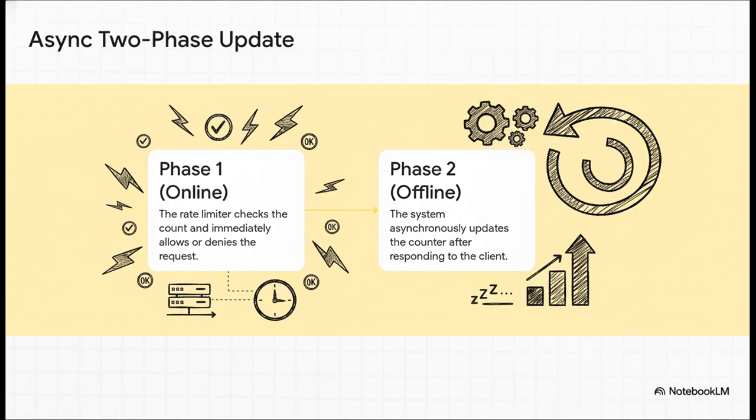Phase 1 is online. This is the fast part. We do a quick low-latency read from the cache and immediately tell the client, yes, you're good, or no, you're not. Then comes Phase 2, which is offline. After we've already responded to the client, we fire off an asynchronous job to increment the counter. The client gets its response way faster, and the system eventually catches up on the backend.